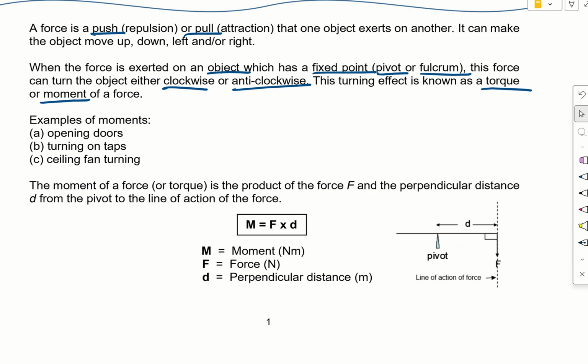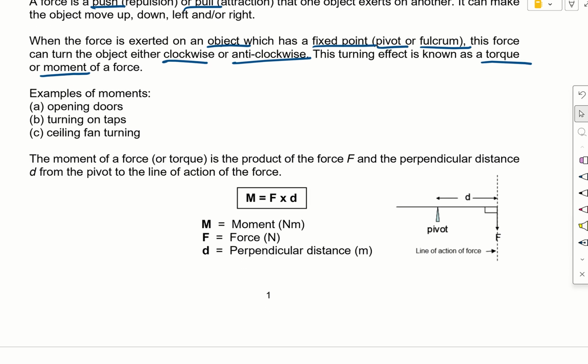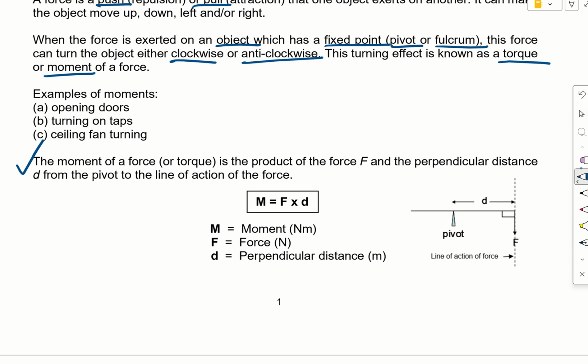Okay, the moment of a force is the product of the force F and the perpendicular distance D from the pivot to the line of action of the force. So this is the definition of the moment of a force. I'm going to explain some terms over here. The moment is the product. Product means multiplication.